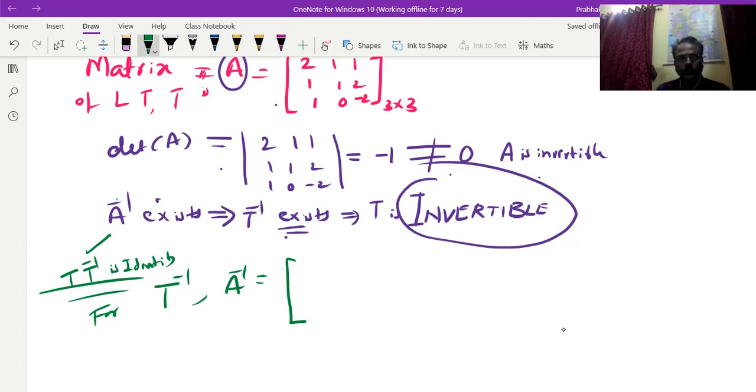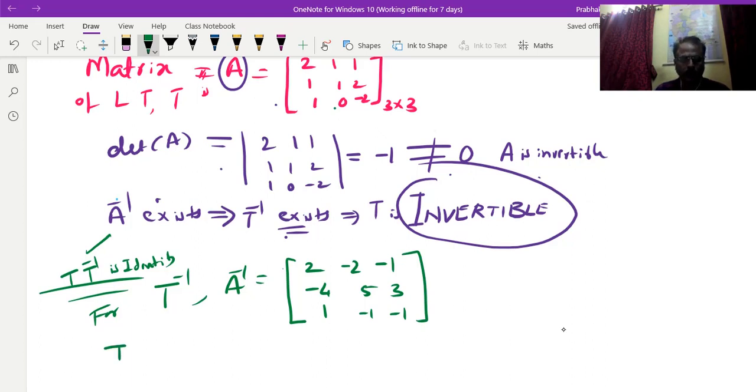So for this matrix, A inverse becomes 2, -2, -1, -4, 5, 2, 5, 3. Please use calculators also. So matrix inverse we have found. Don't use this PUC knowledge, it will be a waste of time.